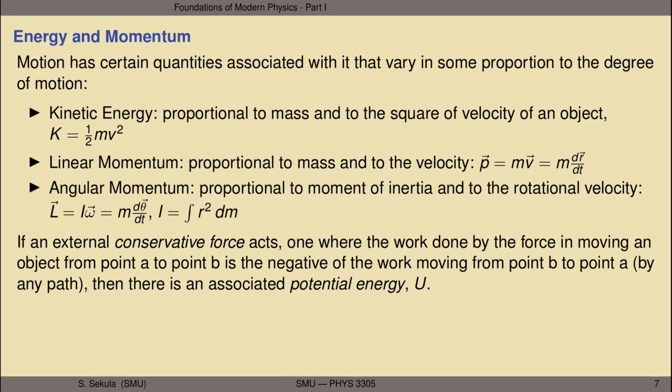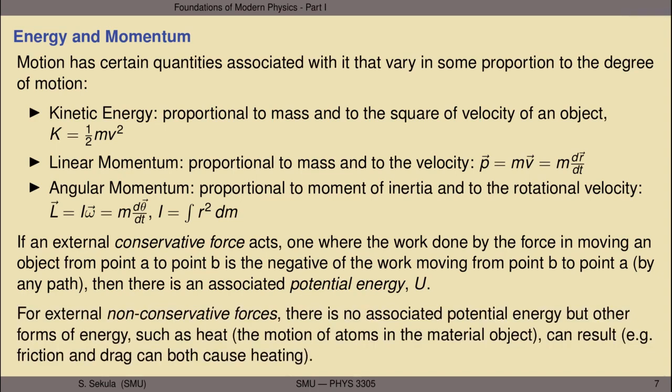So there's kinetic energy, and then for conservative forces, those things like gravity, for instance, that can act on a system, you have an associated potential energy. You can lose kinetic energy and store it in potential energy, and you can lose potential energy and gain it in kinetic energy. There's an interplay in these kinds of energy in systems, and the total energy can be conserved. On the other hand, for external non-conservative forces, such as friction or air drag, there is no associated potential energy. But other forms of energy, such as heat, which is the motion of atoms in a material object, can result from losses of kinetic energy through the action of those forces.